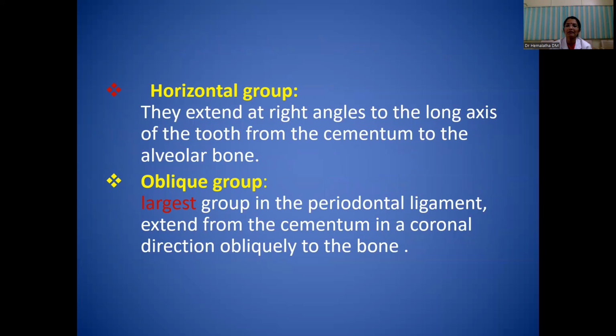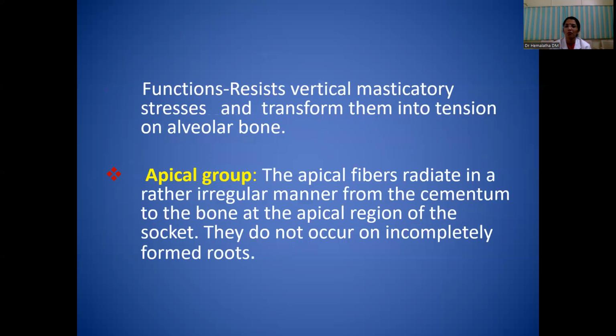The oblique group are the largest group of the periodontal ligament, which extend from the cementum in a coronal direction obliquely to the bone. They function in resisting the vertical masticatory stresses and transform them into tension to the alveolar bone. Coming on to the apical group, the apical group fibers radiate in a rather irregular manner from the cementum to the bone at the apical region of the socket, and they do not occur on incompletely formed roots.